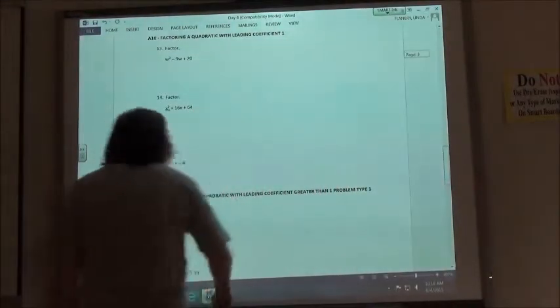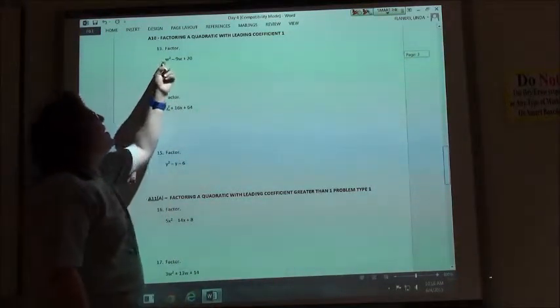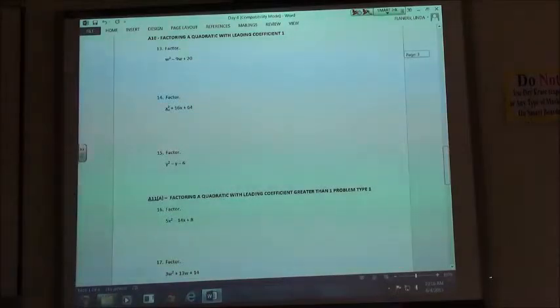Factoring a quadratic with a leading coefficient of 1. A second degree polynomial is called a quadratic expression. Don't ask me why. Sometime I should look that up. Usually we factor quadratic trinomials. We know they came from all that foiling business that we had to do.